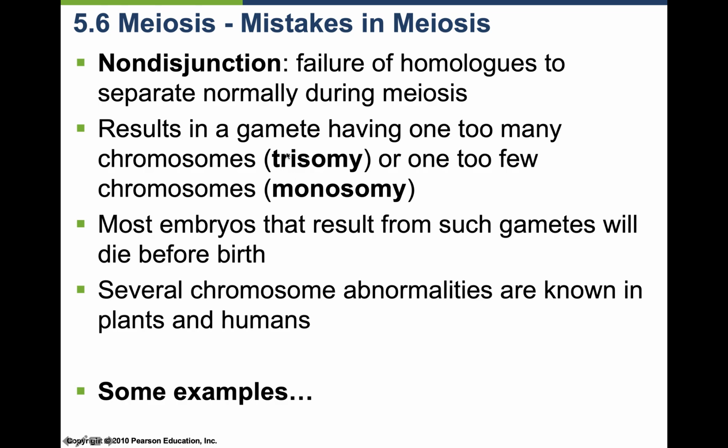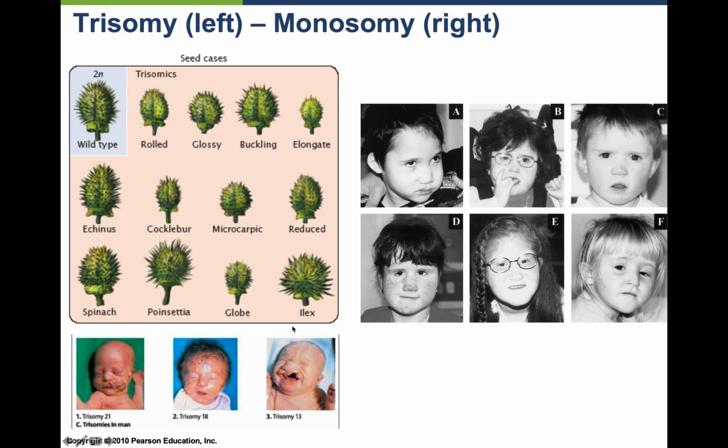So you've probably heard of trisomy 21. A huge chunk of you probably know exactly what that is. There's also monosomy. Most embryos that result from the union of these non-disjunct gametes will die before birth. But there are a few chromosome abnormalities that can make it to life. It happens all the time in plants and sometimes in humans. And here are some examples.